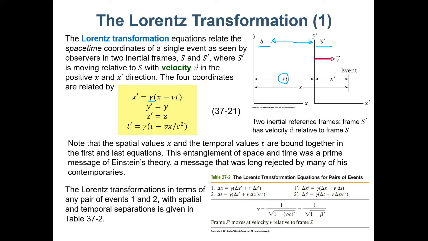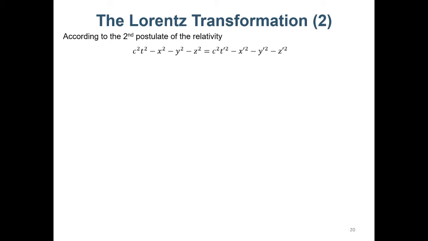Also, the time is not absolute as we can expect, because we have time dilation for the moving reference frame, so not only do you need to multiply the gamma factor here, you also need to subtract this term, Vx over c squared. Here I can show a little bit why it will look like this. I'm not trying to tell you how to really derive it, because I'm not really sure how we can derive it beautifully.